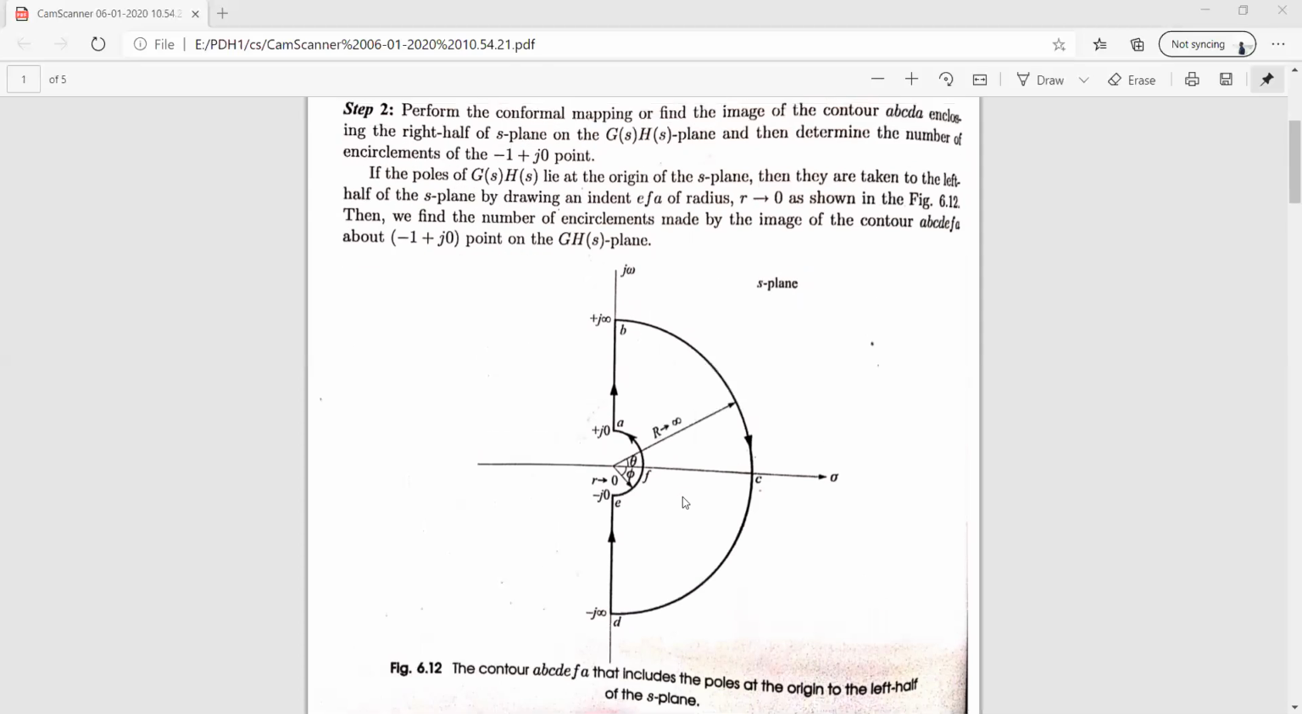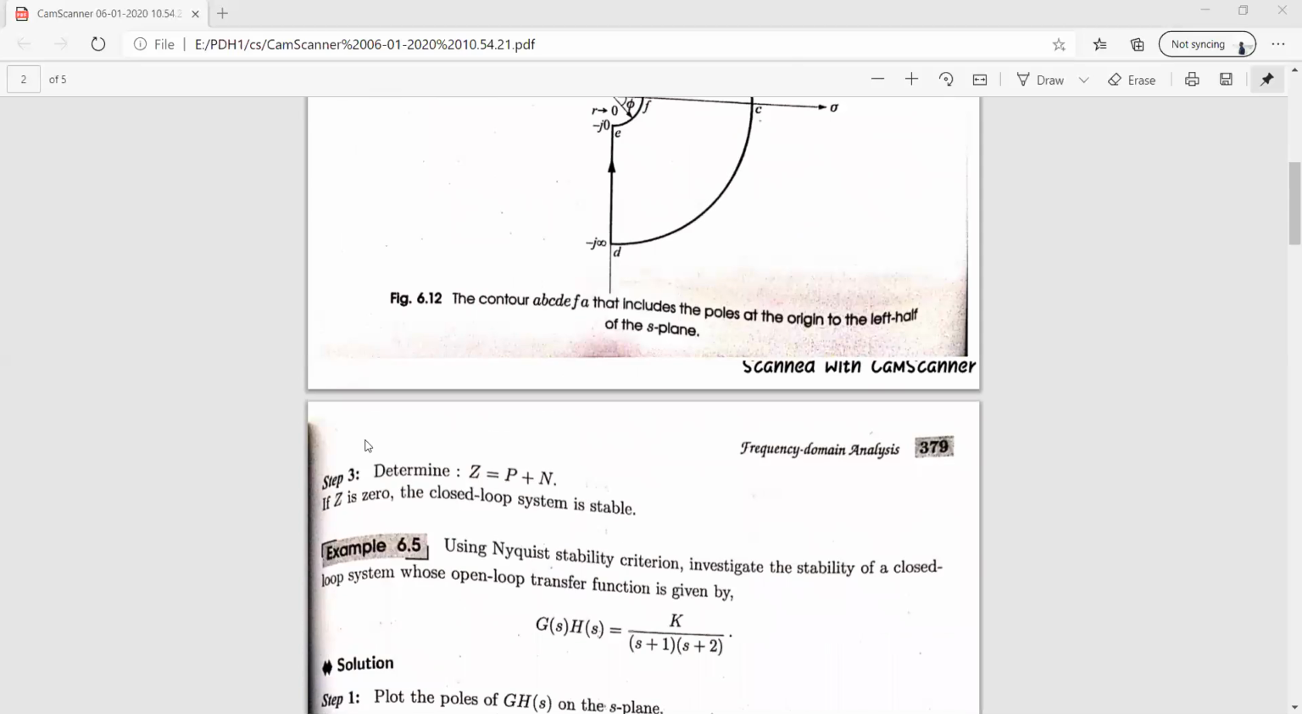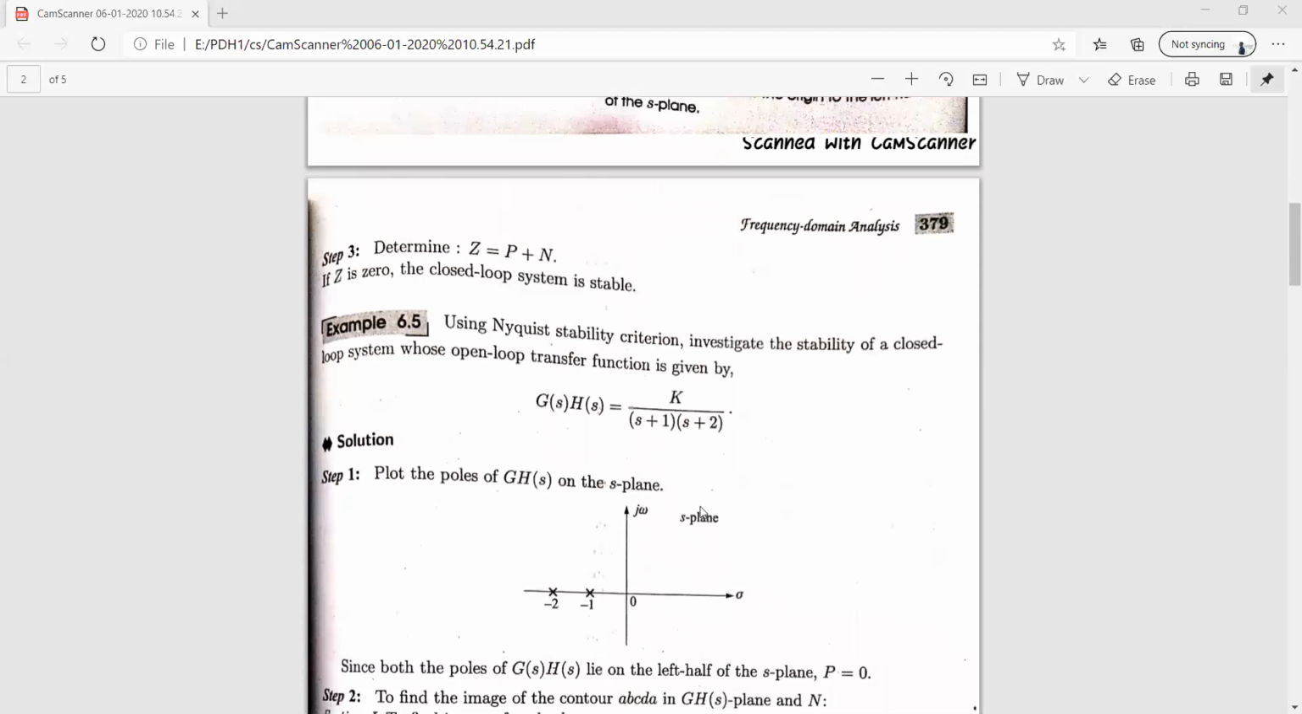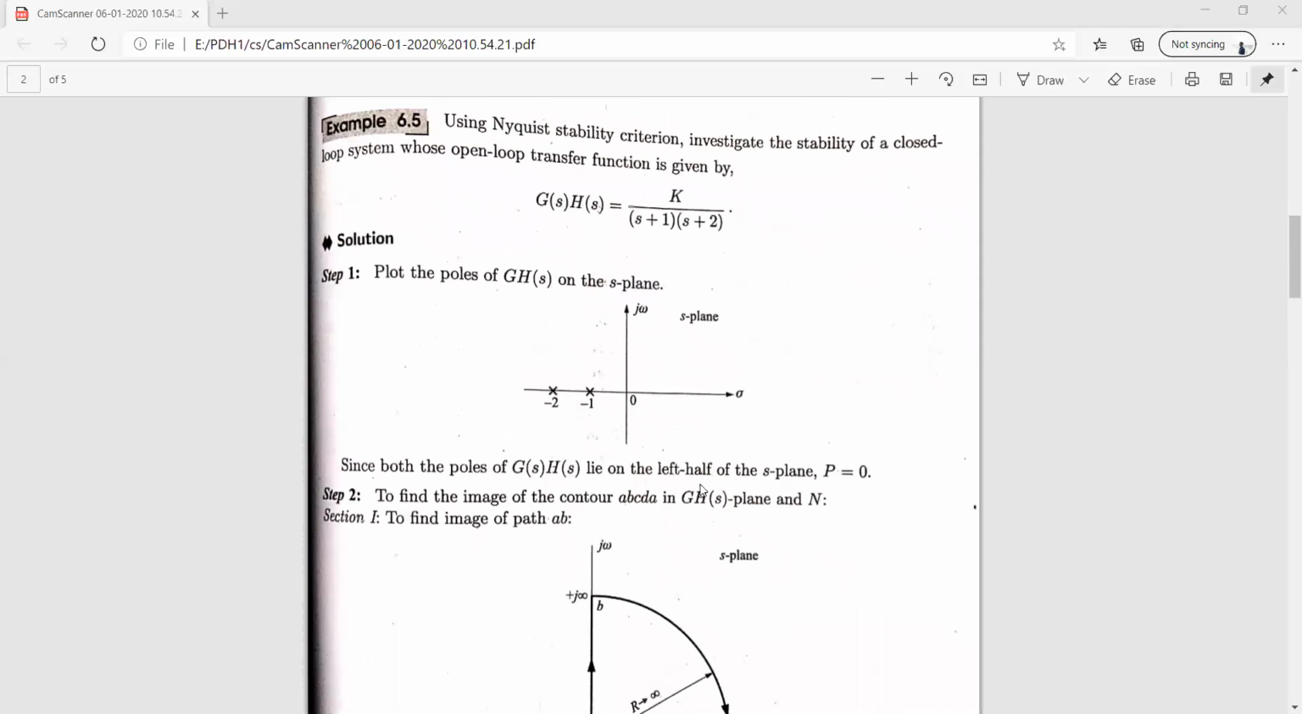Z must be 0. So the third step is to determine Z equal to P plus N. If Z is 0, the closed loop system is stable. Now we'll discuss a basic numerical on how to find the stability of a system using the Nyquist criteria. Using the Nyquist criteria, investigate the stability of a closed loop system whose open loop transfer function is given by G of S, H of S equal to K by (S plus 1)(S plus 2).